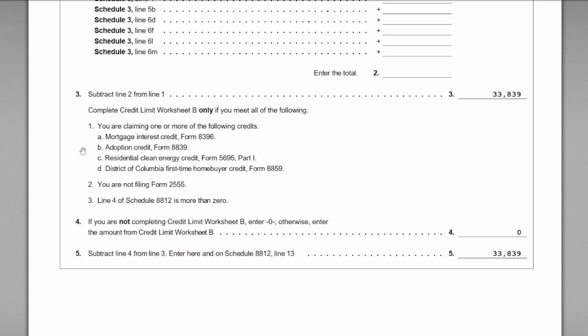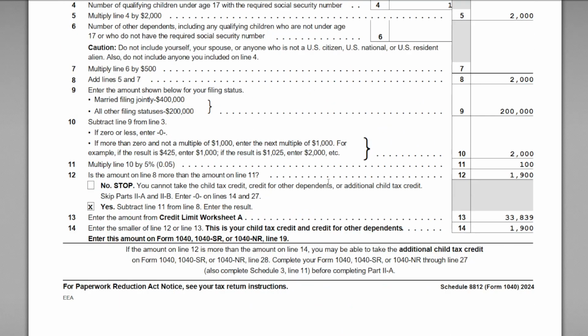Now that we have the 33,839, you move on to complete additional credit limit worksheet B only if all of the following apply. So if you're claiming one or more of these credits, and you're also not filing the foreign earned income exclusion on 2555, and your line 4 amount is more than 0. Line 4 is the number of qualifying children that you're claiming for purposes of the CTC. Well, in Jane's case, she's not filing the 2555, and the line 4 amount on the 8812 is more than 0. It's 1. But she's not claiming any one of these 4 credits. And so for that reason, she doesn't have to complete worksheet B. We can skip over that, and we're just left with 33,839 as the final value for the credit limit worksheet.